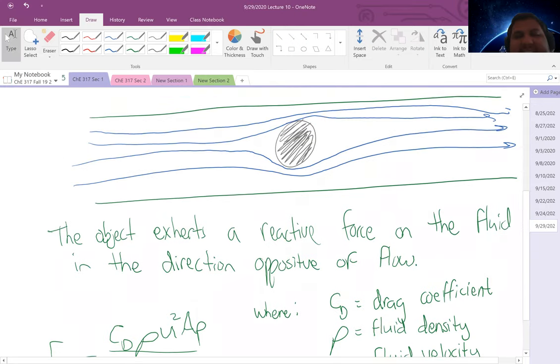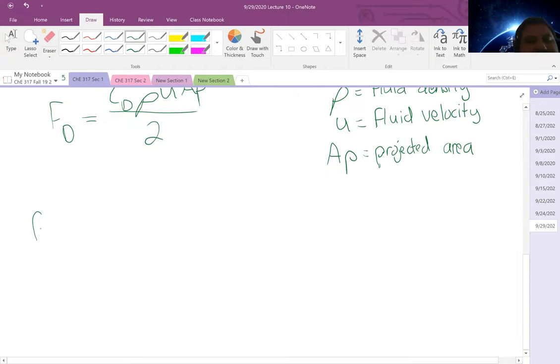And so the projected area is essentially, when I look at the object of interest in the direction of the flow field, what would be the two-dimensional shadow cast by that object in the flow field? So if I'm looking at a sphere, that projected area would be a circle. And so for spheres, the projected area is simply pi times the diameter of that particle of interest squared over 4.